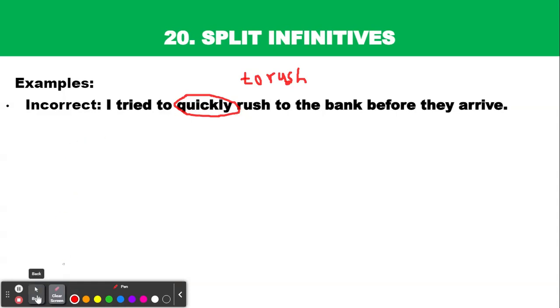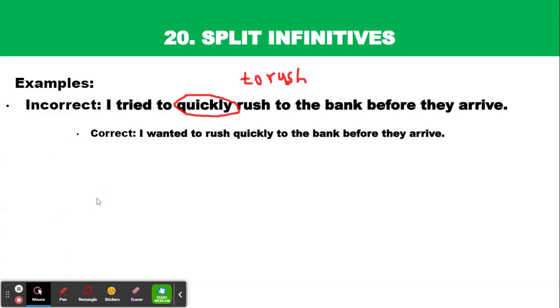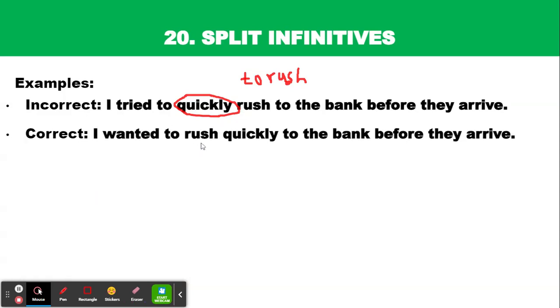So now let's look at what should be the correct thing. The correct thing is to say, "I wanted to rush quickly to the bank before they arrive." So this brings us to the end of today's lesson. Well, there's one more thing: "I tried to rush to the bank before they arrived." That is an omission. So take note of that.